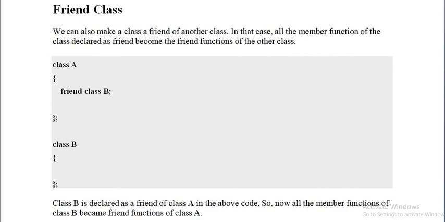Friend class. Look at the syntax there. Class A, inside it, friend class B semicolon. So class B is declared as a friend of class A. So what does it mean? All the member functions of class B become the friend functions of class A.